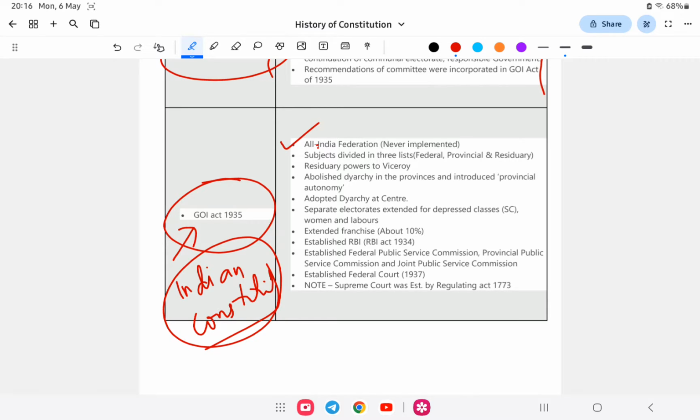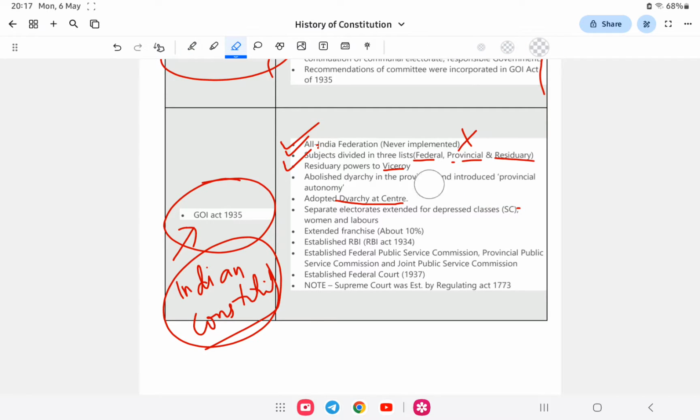So first, the All India Federation: the princely states and the British territories together, with their Maharajas and Maharanis, were to form a federation. The subjects were divided into federal, provincial and residency lists, with a residency board and viceroy, and the direct legislative assembly and council were to come to the center, like the Lok Sabha and Rajya Sabha now.